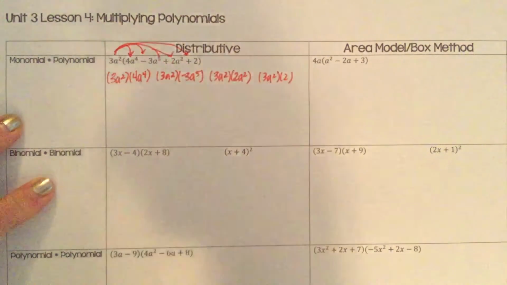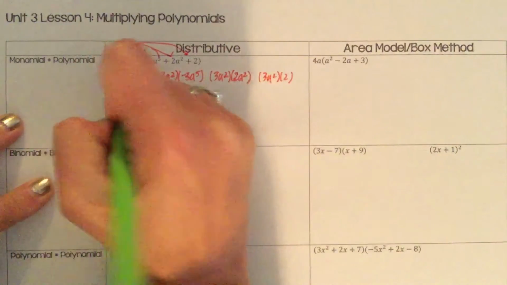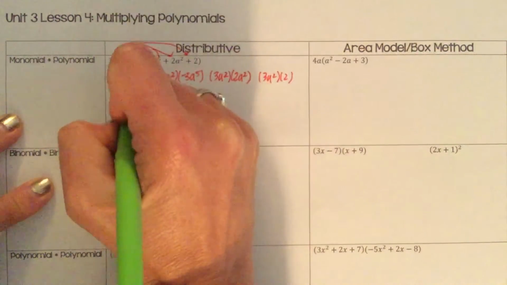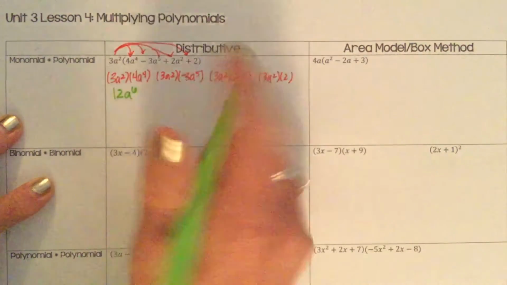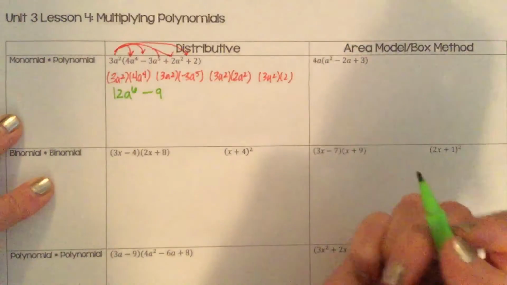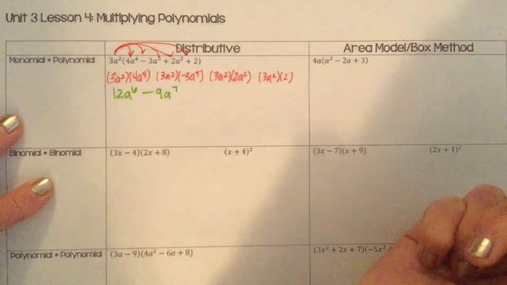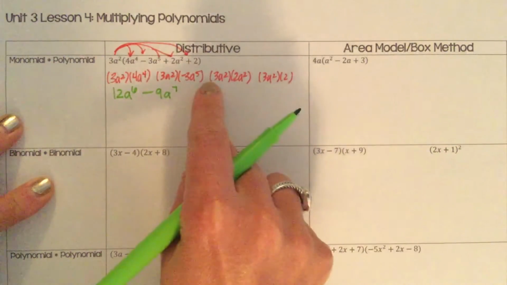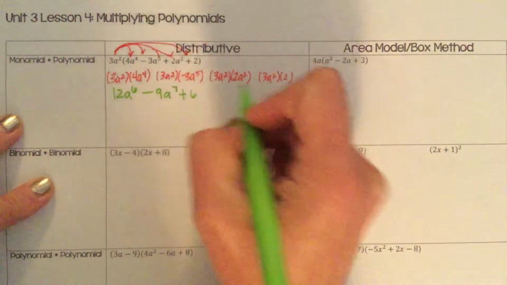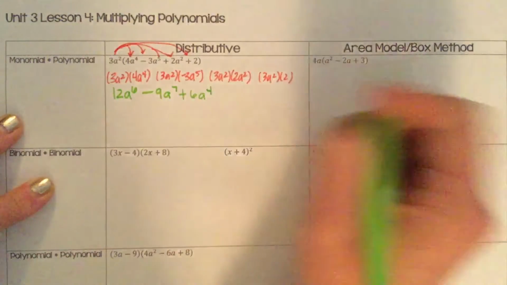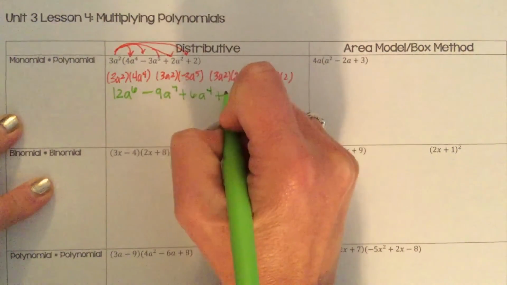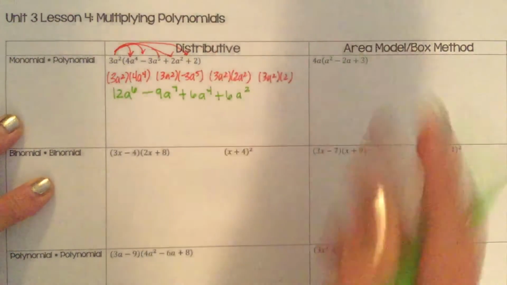We multiply the coefficient. 3 times 4 is 12, and we keep the base, and the rule says that when we are multiplying, we add our exponents. Over here, 3 times negative 3 makes negative 9. Keep your base, add your exponents. Here we have 3 times 2 is 6, and a squared times a squared becomes a to the fourth. And finally, 3 times 2 makes a positive 6a squared.